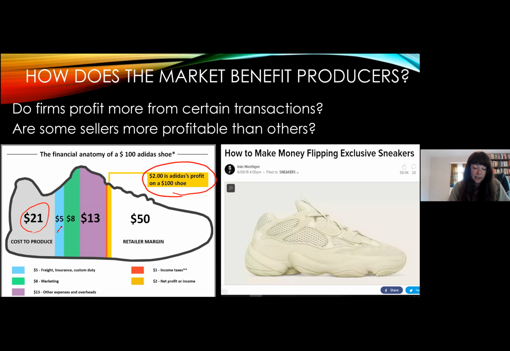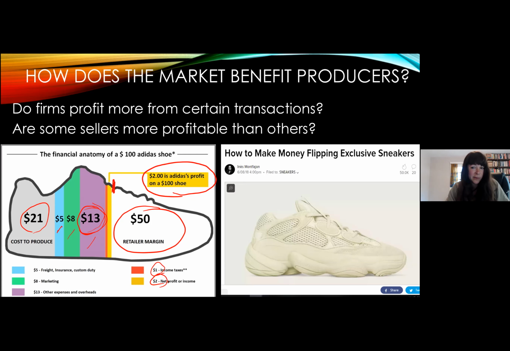And then there's the transaction costs, right? The shipping, freight, insurance, and customs. The marketing, what they pay to celebrities, and then what they pay to have things show up in our feeds. Other expenses and overheads, I'm not sure exactly what this is. Could be like the salary of people at the top, just the other category. And then a big chunk of it is the margin that retailers make. So they're only selling it to the retailers for about $50. And so out of that 50, they pay $1 in income taxes and make $2 in net profit.